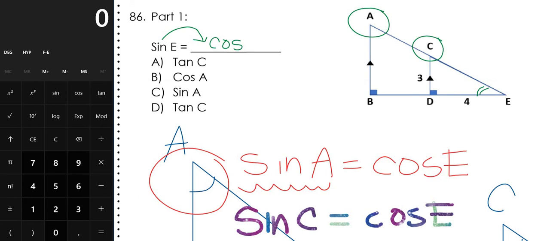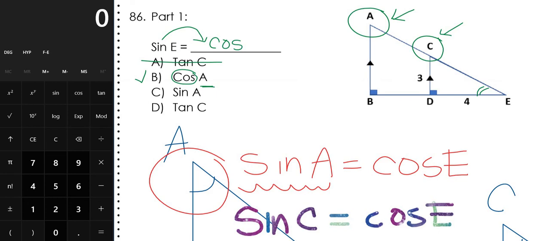Well, like we said before, it could be either angle C or angle A. So let's look at our choices. The first one talks about the tangent. The tangent has nothing to do with our sine and cosine rule. The next one says cosine of A. I do like the fact that it says cosine, and we know that angle A is complementary to angle E. So I think it's going to be choice B, but let's go through.